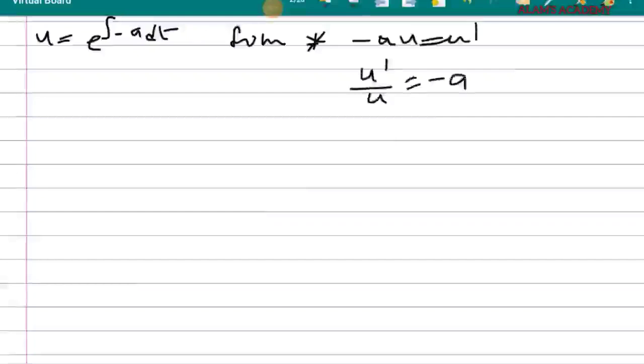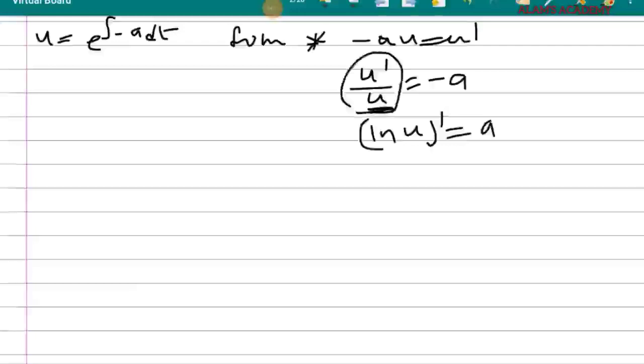Then take ln of this, so you get negative a. Now ln of u all prime, when I differentiate it, I get back this equation. So you differentiate u and divide it by u. Okay, so I get back this. That's the property of the ln, differential of ln.